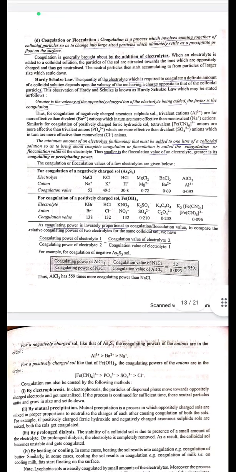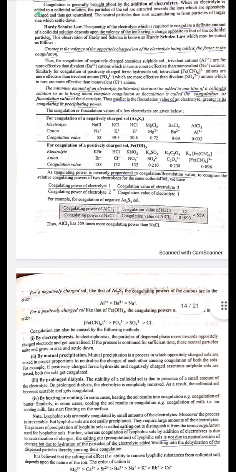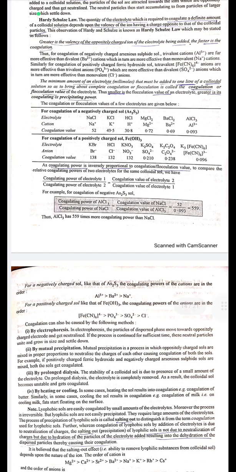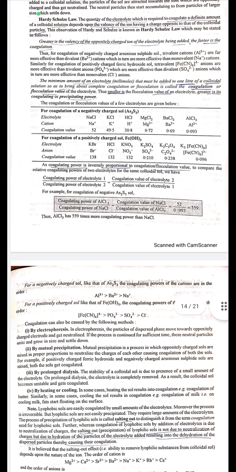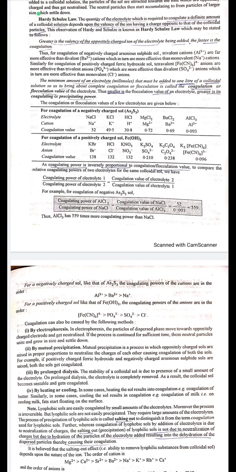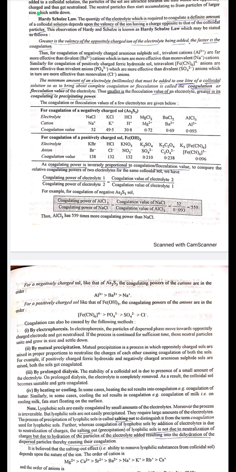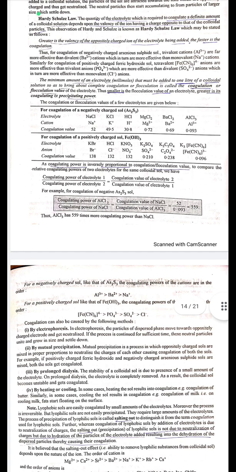As coagulation power is inversely proportional to coagulation or flocculation value, to compare the relative coagulating powers of two electrolytes for the same colloidal sol, we have coagulation power of electrolyte 1 divided by coagulation power of electrolyte 2 is equal to coagulation value of electrolyte 2 divided by coagulation value of electrolyte 1. For example, for coagulation of negative As2S3 sol, coagulation power of AlCl3 divided by coagulation power of NaCl is equal to coagulation value of NaCl divided by coagulation value of AlCl3, which is 52 divided by 0.093, equal to 559. Thus, AlCl3 has 559 times more coagulation power than NaCl.